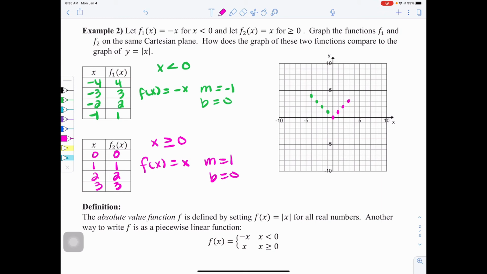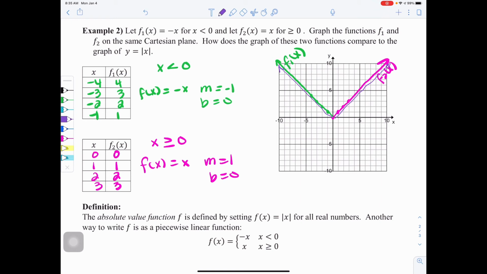So look what happens when we put these pieces together. Here's that piece, which was f2 of x. And if I connect these, here's f1 of x. I'll take a look at that. Couldn't I just trace right over both of these with one single thing for the absolute value of x?